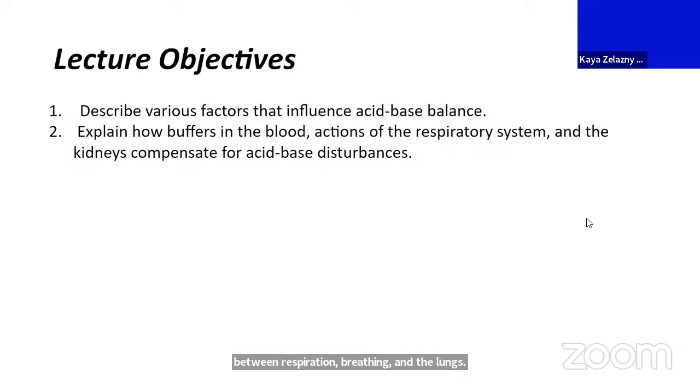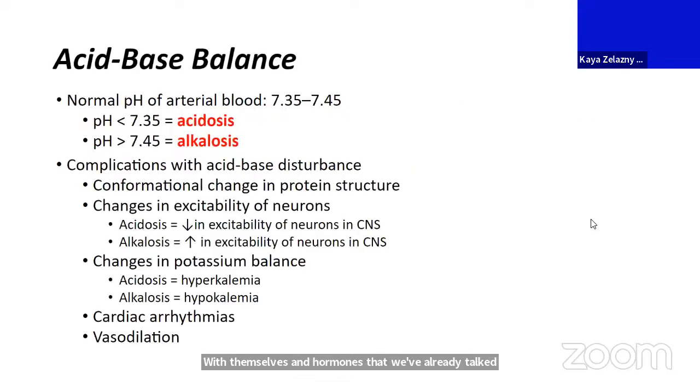So the kidneys and how they're working together with a different organ system, not just interacting with themselves and hormones that we've already talked about with relation to the kidneys. Okay, so reminder, our normal pH, our baseline pH that we want for our plasma is going to be somewhere around 7.4. So we've got some wiggle room, 7.35 to 7.45, you're good. If we're lower, we're in acidosis, so too acidic. If we're higher, we've got alkalosis, so we're too basic, too alkaline.